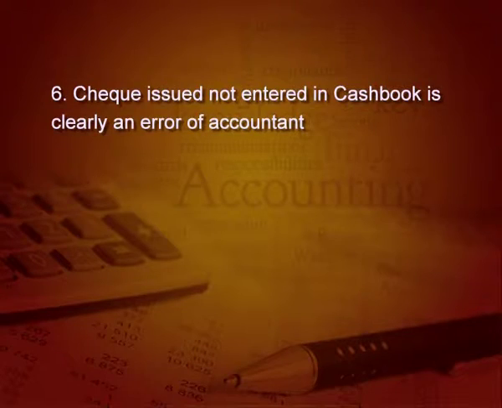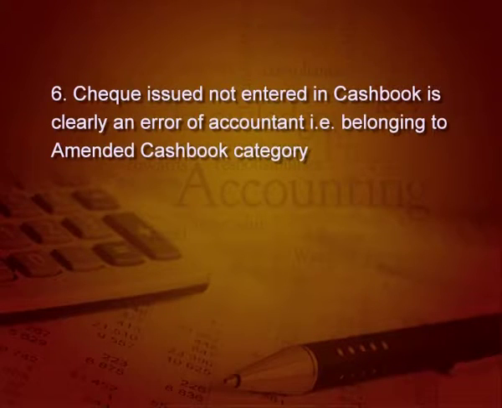And the last point, number 6, check issued but not entered in cash book. It is clearly an error of accountant, because accountant must know all these things and this belongs to amended cash book category. So, now let us see what is the net result.